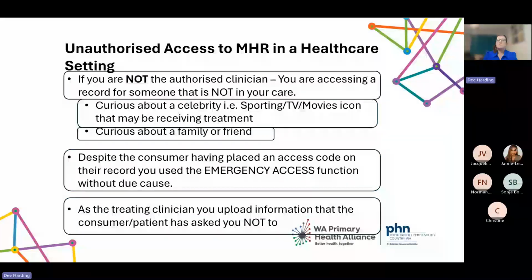And for those who have joined us for the previous session, you will note a little bit of reiteration here. So if you're not the authorized clinician, you're accessing a record for someone that is not in your care. If you're curious about a celebrity or a sporting, TV or movie icon, or you're just curious about a family member or friend, that is unauthorized access. Examples. I won't go through them all again, but you get the gist.